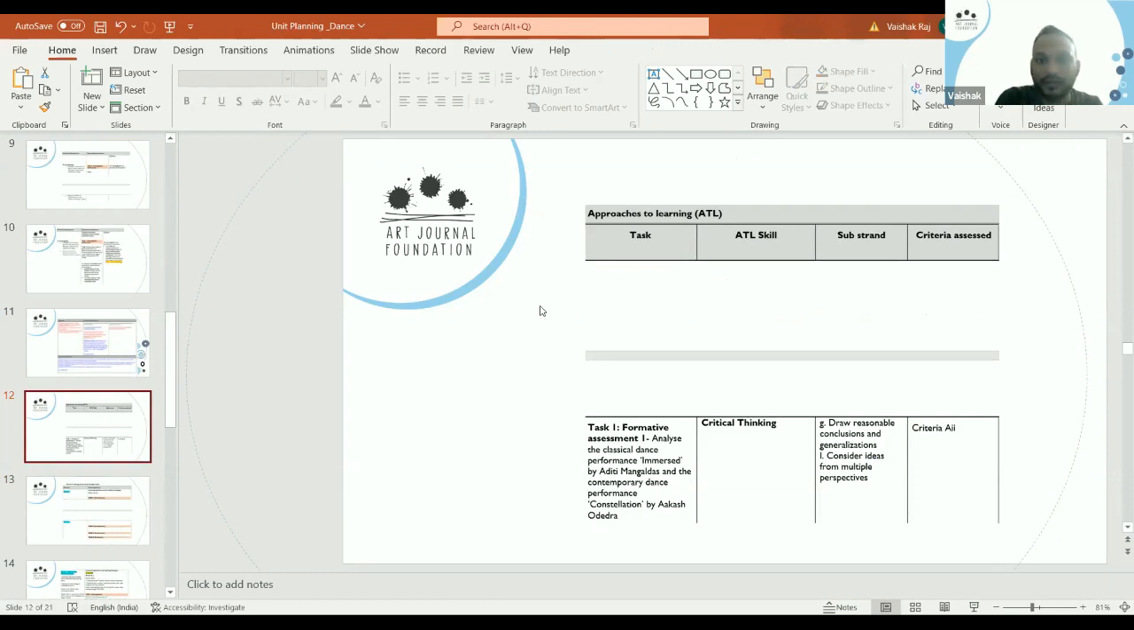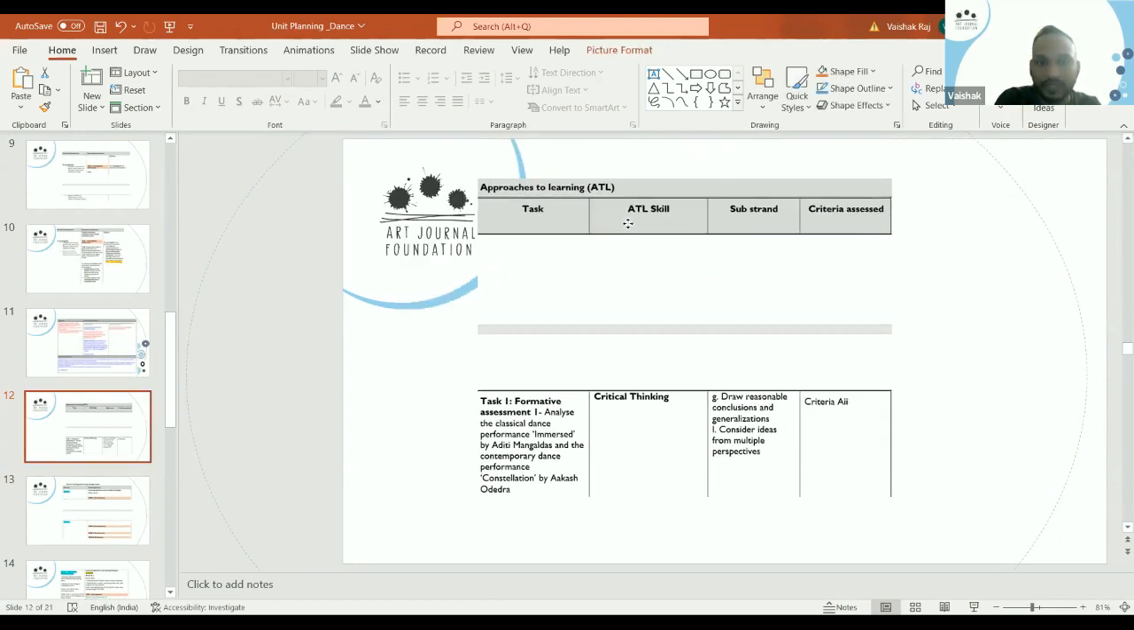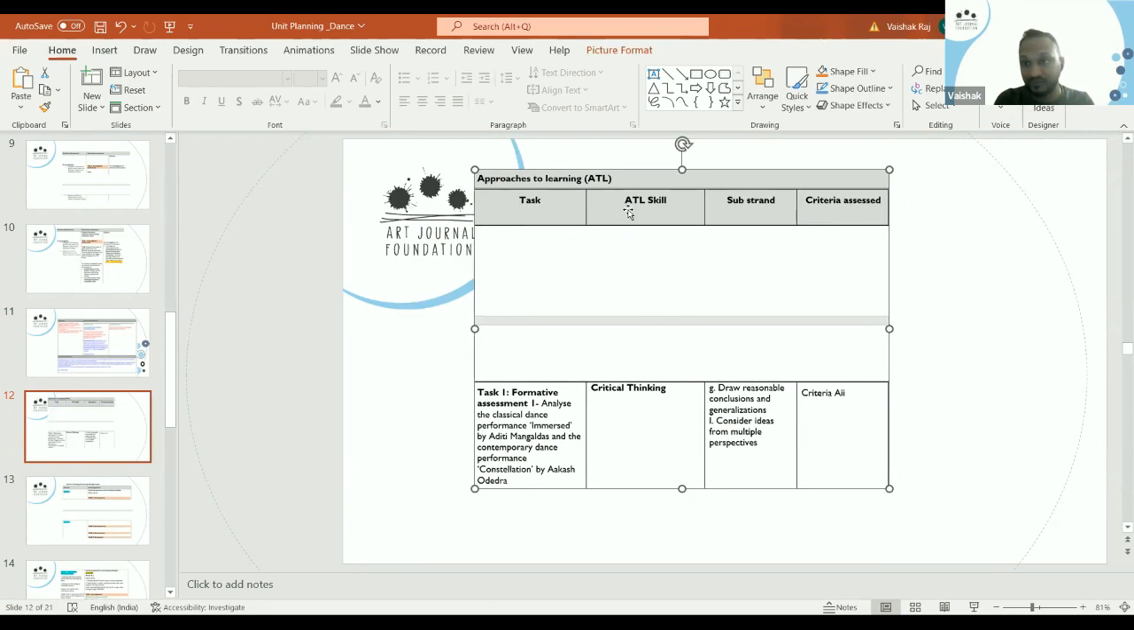Okay. So Bandana ma'am had explained approaches to learning. I do it in a different way. I feel it is very simple. I make it into 3 columns. What is the task? What is the ATL skill? What is the substrand? What is the criteria assessed? Very clear. So for my formative, it is here only. I do my formative and ATL, everything in one go. So I do a formative assessment.